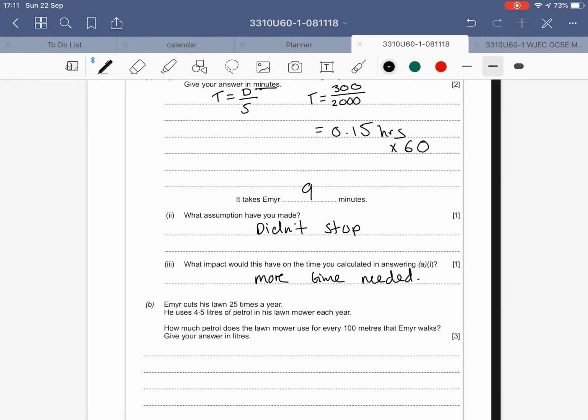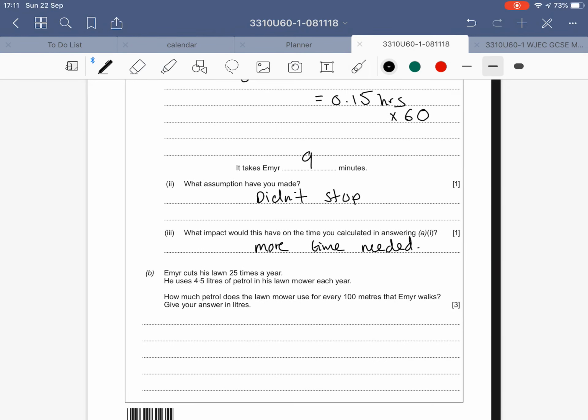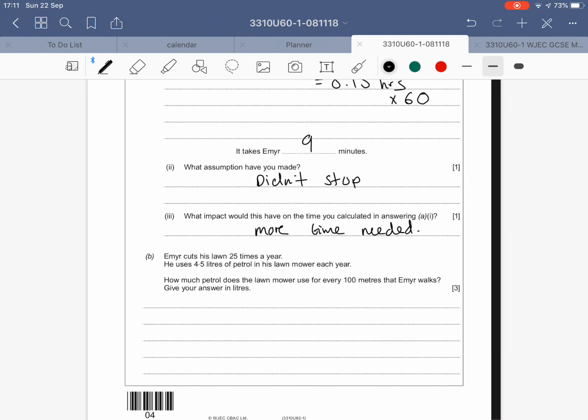So he cuts his lawn 25 times a year, and he uses 4.5 litres of petrol in his lawn each year. How much petrol of lawnmower does he use for every 100 metres that he walks? So he does 300 metres every time he cuts his grass, and he does that 25 times a year. So that's 7,500 metres.